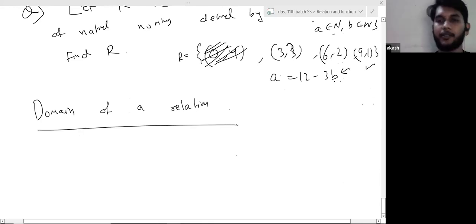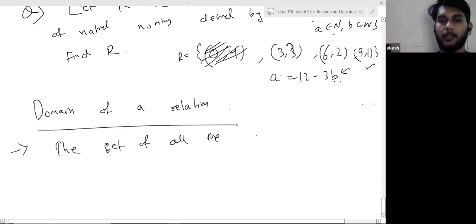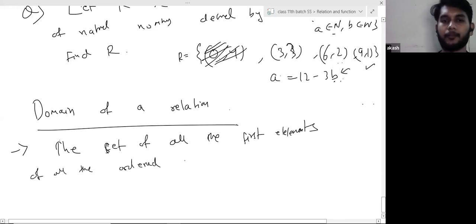What is the domain of a relation? Right, this is very easy. The set of all the first elements of all the ordered pairs in the set R is the domain of R.